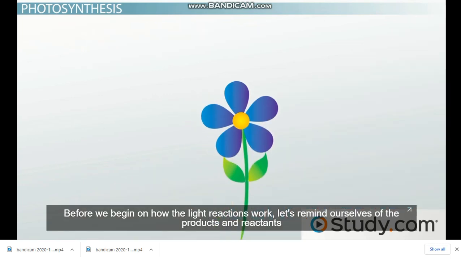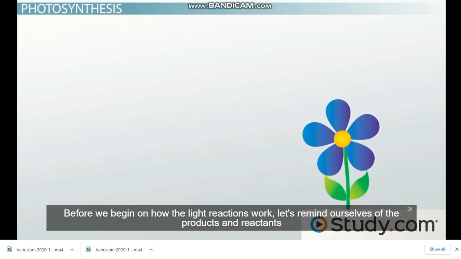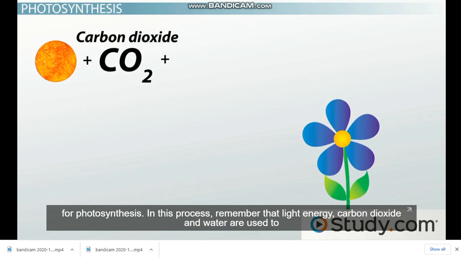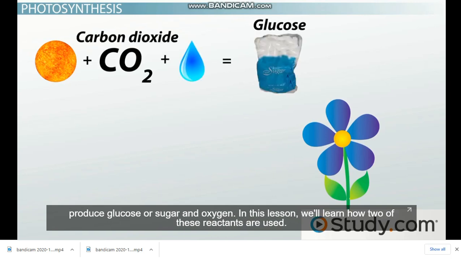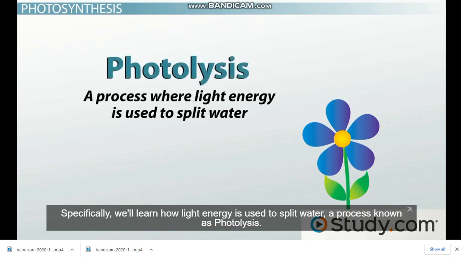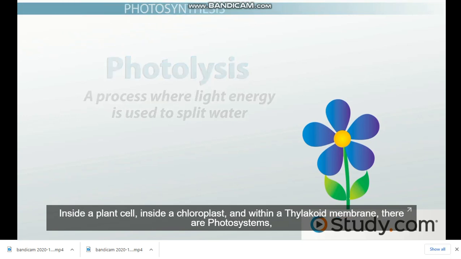Before we begin on how the light reactions work, let's remind ourselves of the products and reactants for photosynthesis. In this process, remember that light energy, carbon dioxide, and water are used to produce glucose, or sugar, and oxygen. In this lesson, we'll learn how two of these reactants are used. Specifically, we'll learn how light energy is used to split water, a process known as photolysis.